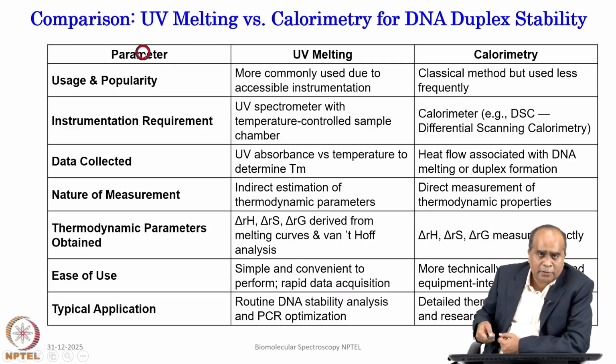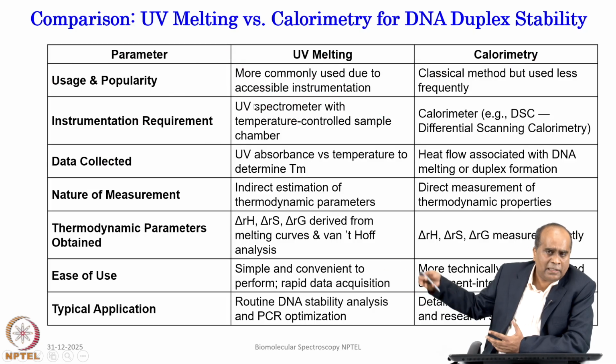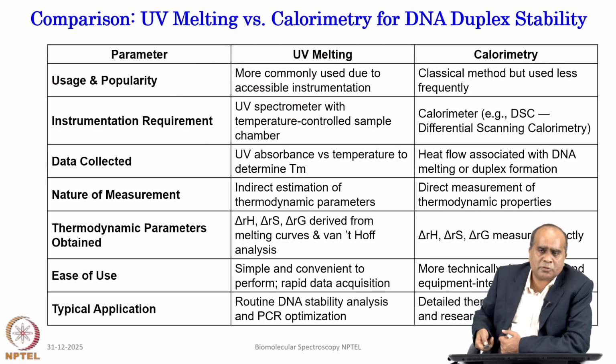So, essentially UV melting can be used for calorimetric measurement of DNA duplex stability, right. This is more commonly used due to the accessible instrument, because UV visible is a relatively less costly instrument. Now, you can do the same thing using differential scanning calorimetry, but that is a comparatively expensive instrument. So, it is a classical method, but less frequently used. Here you can get the UV melting just by UV visible.